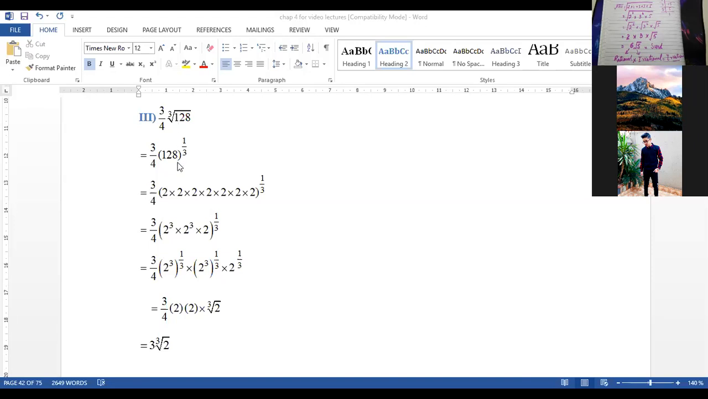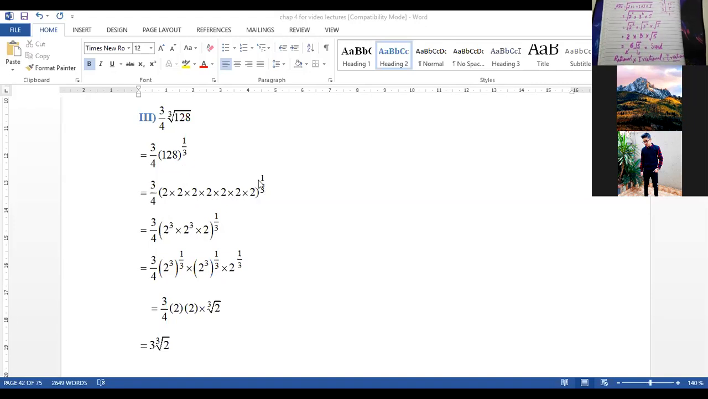128 cube root is simplified as multiples of prime numbers, like 2 times 2. I explained you earlier how we will split 128 into multiples of prime factors. So this is 2, 2 times 2, like this one. And you can see that 2 raised to power 3, 2 raised to power 3, and 2. This is 2 raised to power altogether 7.